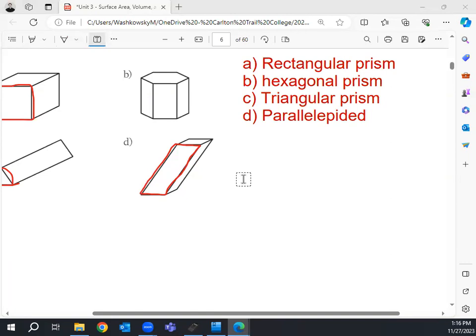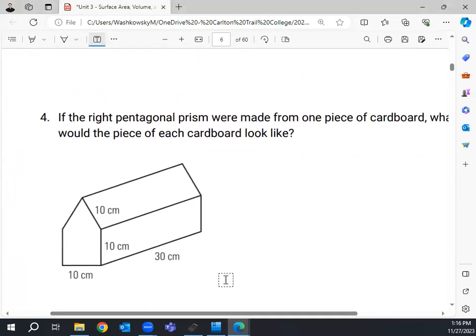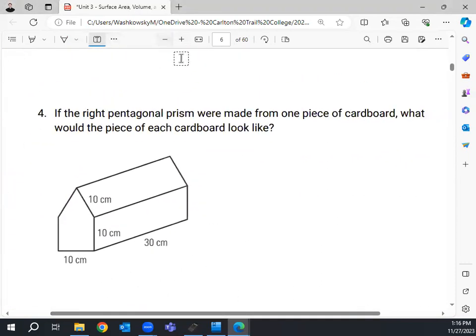Now, this next question here. First off, we can identify what this shape is. This is a pentagonal prism; pent means 5, so it's a 5-sided face here. A pentagonal prism is made from cardboard. What would each piece of the cardboard look like?